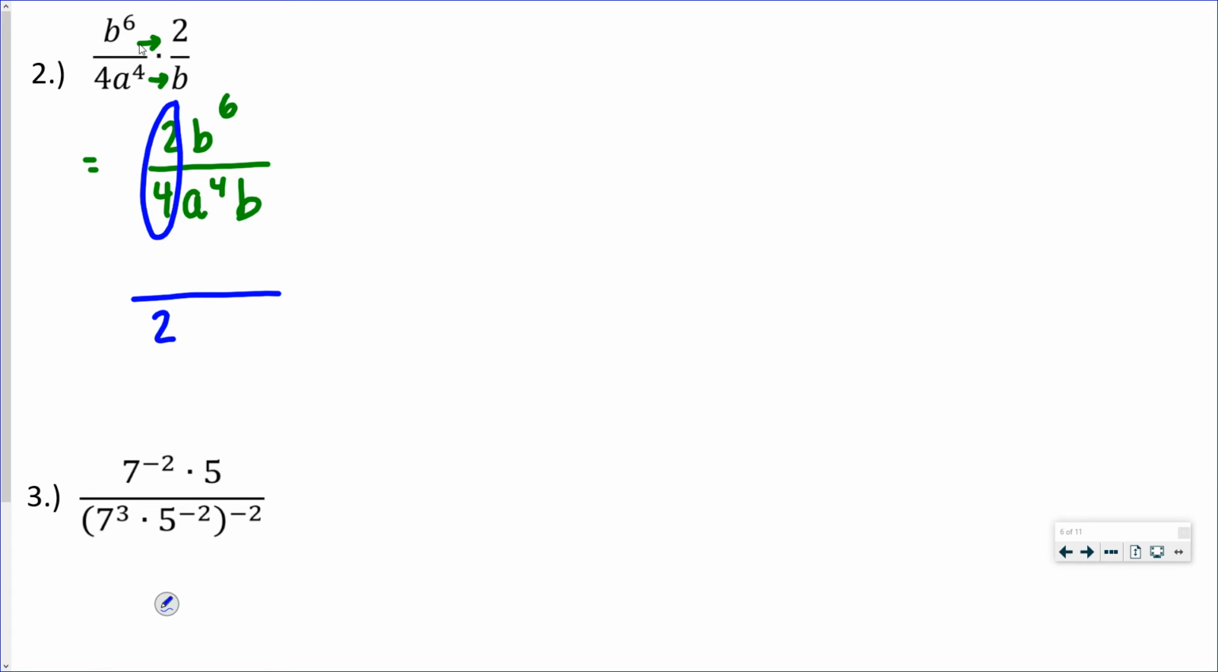There are 2 b's. So Sydney, what would I do with these powers 6 and 1? If they're being divided. Nope, that's power to a power. Subtract. Is that what you're going to say? That was what someone said. 6 minus 1 is positive 5. And then a is by itself, so you would just leave it. We don't have any negative exponents. That'd be my final answer.